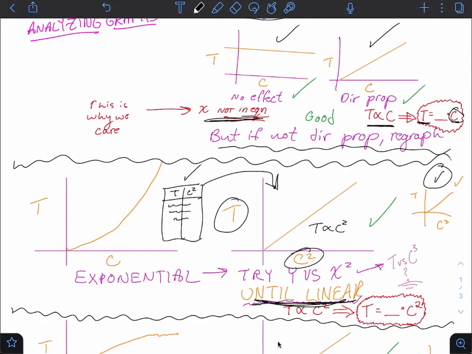Regraph until linear. That's the ultimate sentence, or three words, that could summarize this entire thing: regraph until linear. Because we did get this second relationship right here, that means period is proportional to color squared, or rather the equation would be t equals any other variables it's related to times c squared. Other variables are constants.